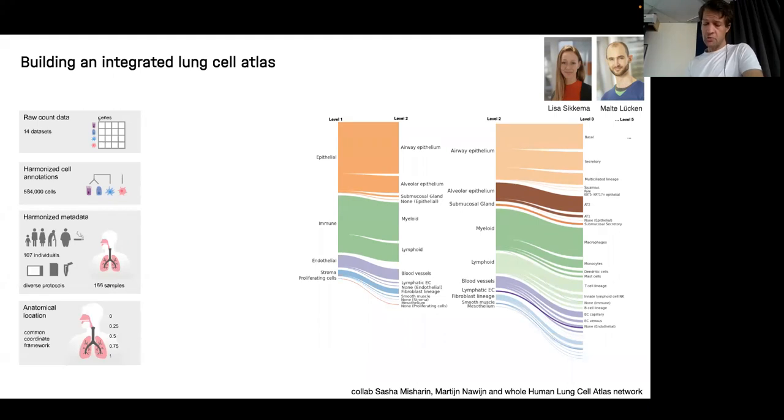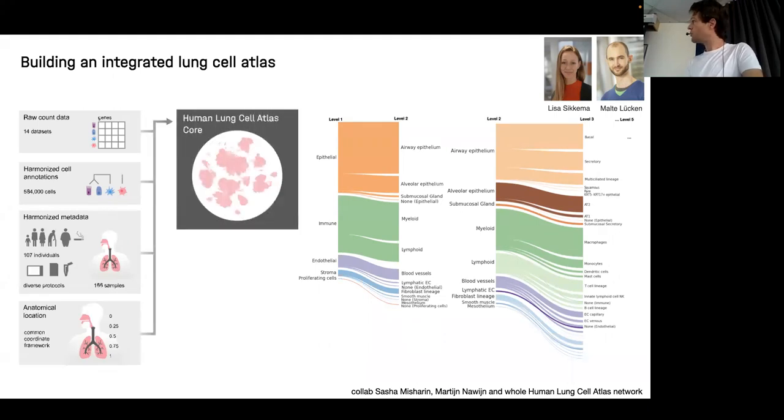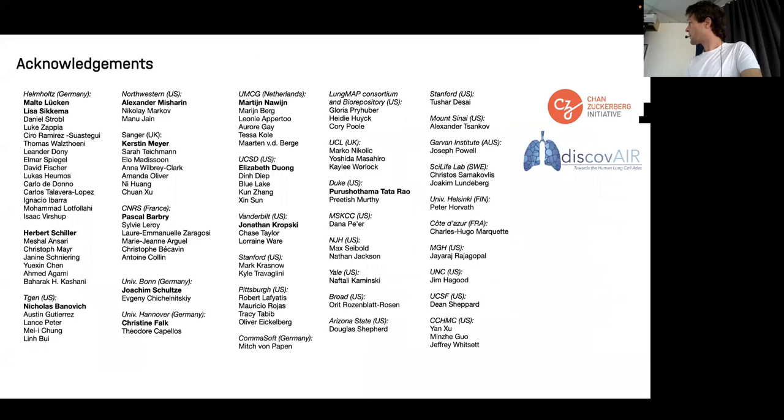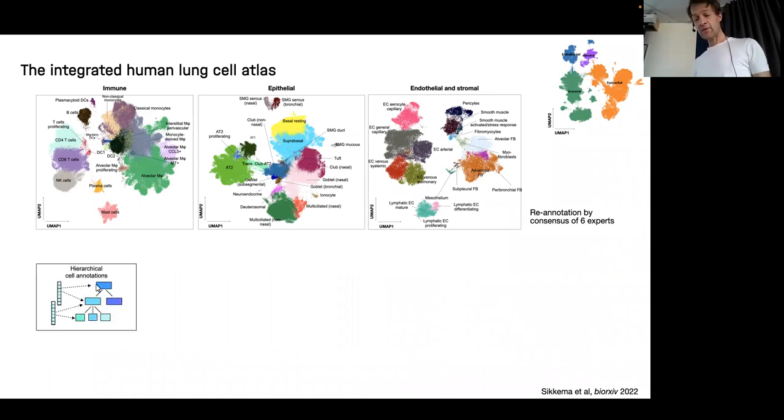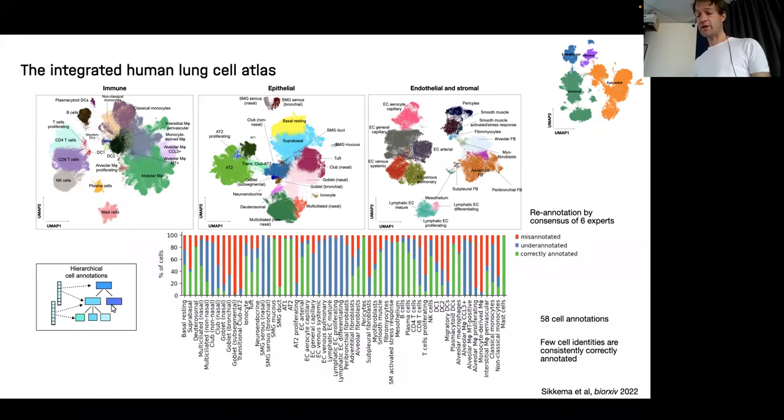We added metadata and automatic annotation, essentially building what we call the Human Lung Cell Atlas. And again, I should really mention this has been a big effort also of multiple funding agencies. So this is what this integrated atlas would look like. We used this deep learning based integration technique. I can say more about the details later. Then we see an immune part, an epithelial part, and an endothelial part. Because this has been integrated, we can now re-annotate, and we can ask how this hierarchical cell type annotation that you got from each of the studies was changed because of this integration.